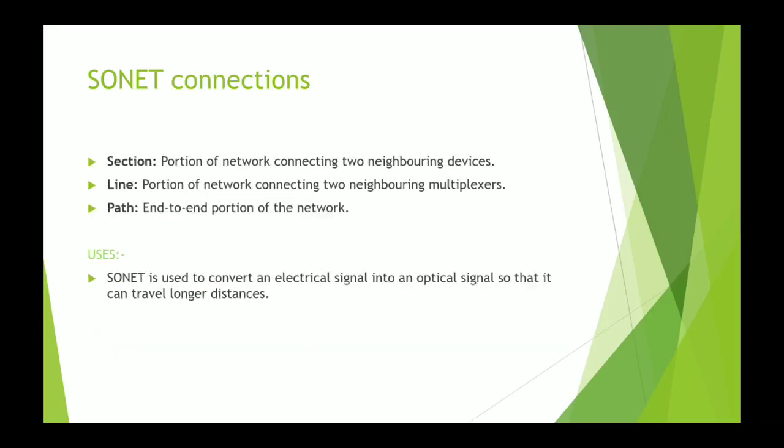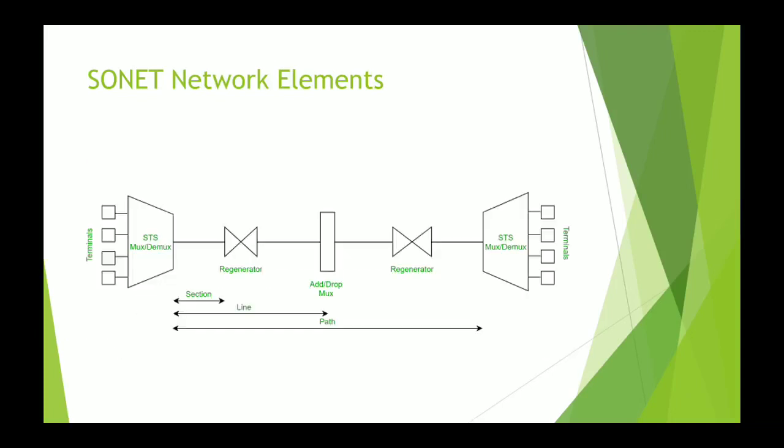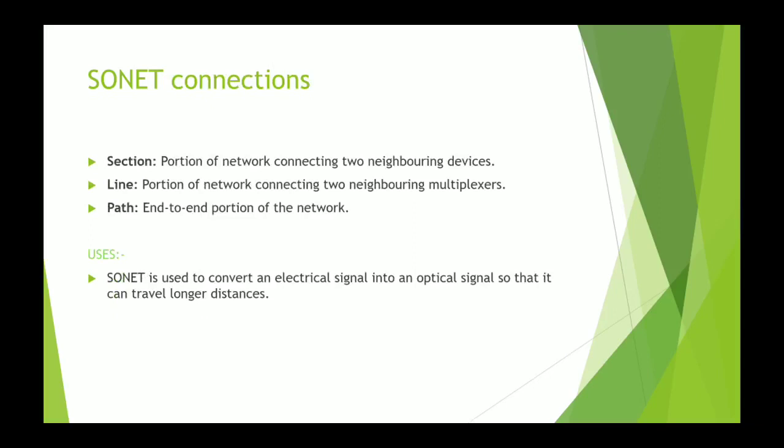Then next, move on to the path connection. Path connection is the end-to-end portion of the network. In this block diagram, the STS multiplexer and STS demultiplexer act as the end-to-end portion of this network. Hence, the connection between these is named a path connection. Then let's see about the uses. Uses of Sonet. Sonet is used to convert the electrical signal to optical signal and then transmit to large distances. And also, as we have seen, it is used to transmit multiple digital data streams at the same time.